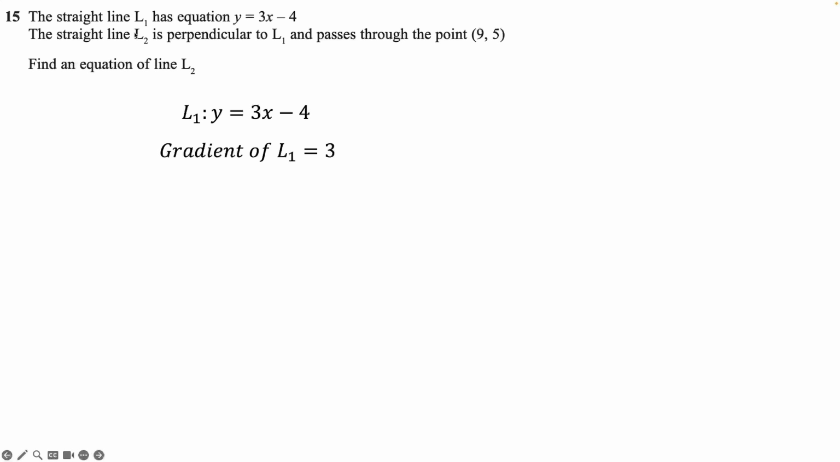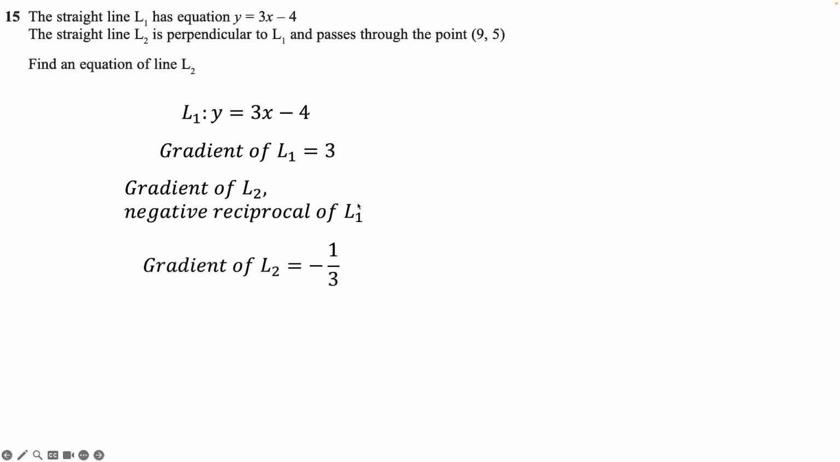Now we know that L2 is perpendicular to L1. Because it's perpendicular, that means the gradient of L2 is going to be the negative reciprocal of L1. Because if you want to make a gradient perpendicular, you take the negative reciprocal. And that means that we take the negative flipped version of 3. So we flip it to do 1 over 3, and then we make it negative. So minus a third is the gradient of L2. So L2's equation is going to look something like this. y equals minus a third x plus c.